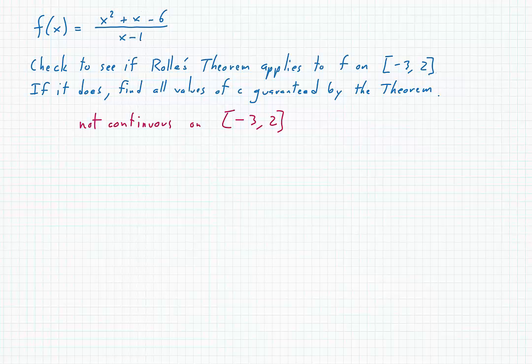Now if our interval had been something like -3 to 0, or if it had been something like 2 to 10, an interval that didn't include 1, then we'd be okay. We'd be continuous on that interval. But in this case we have that asymptote right in the middle.